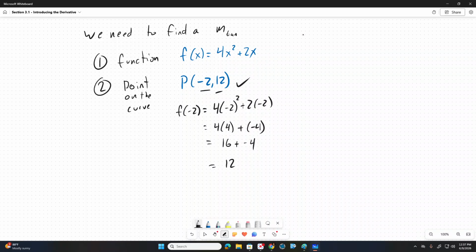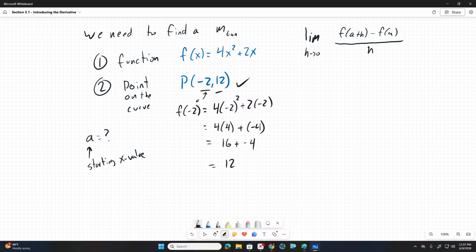Now, we're going to go up and use our limit. So let's start off with the h definition. This is going to be the limit as h approaches 0 of f of a plus h minus f of a, all divided by h. Now the important question is what is a? a is our starting x value, which, in this case, we see as negative 2.